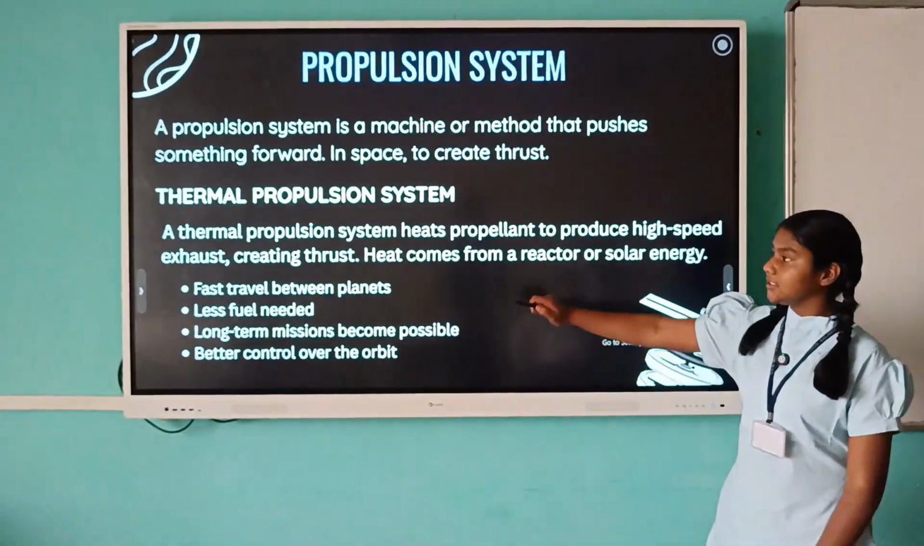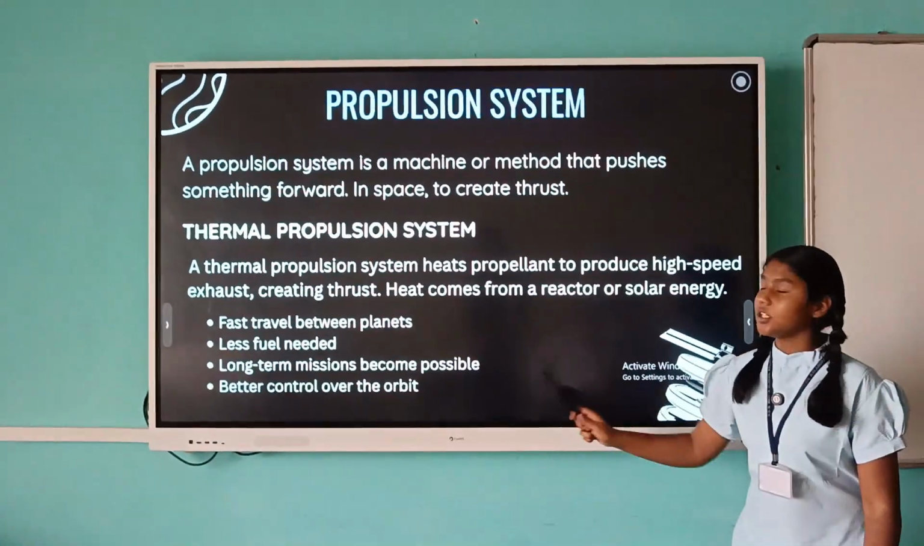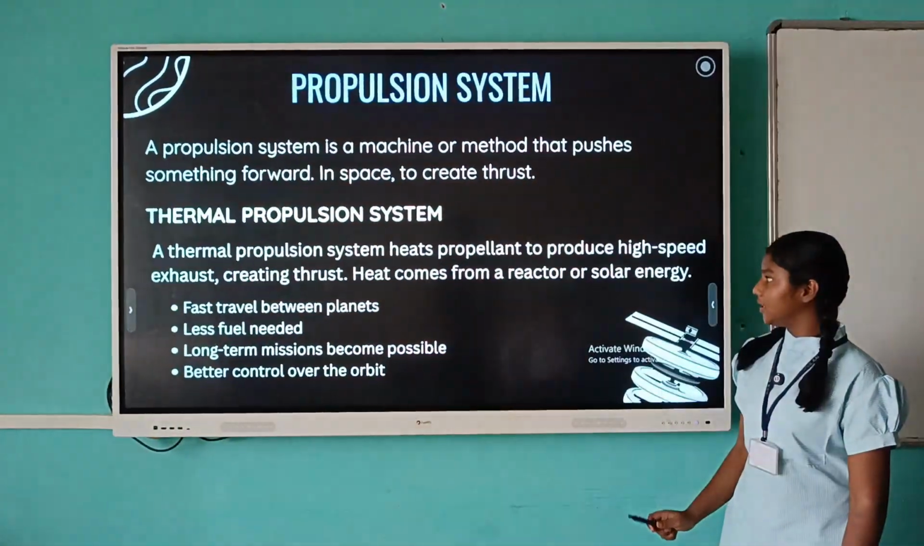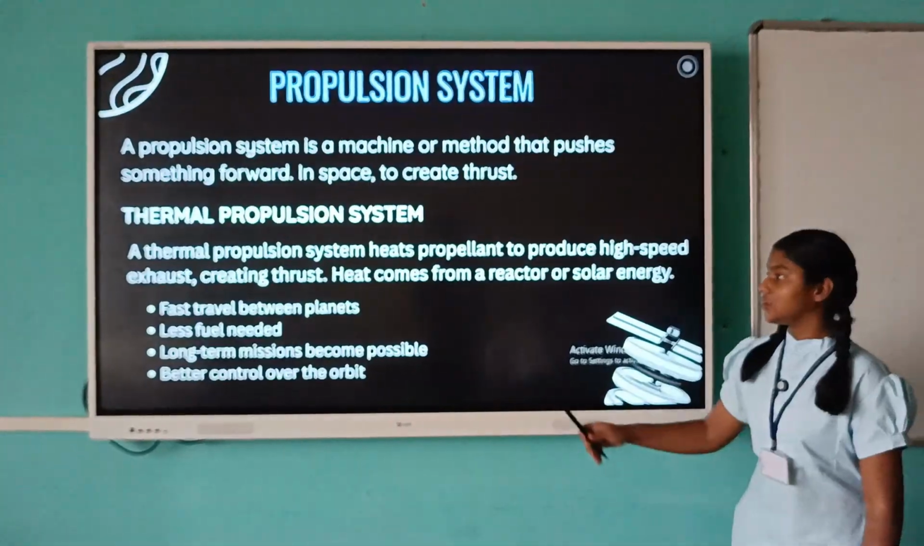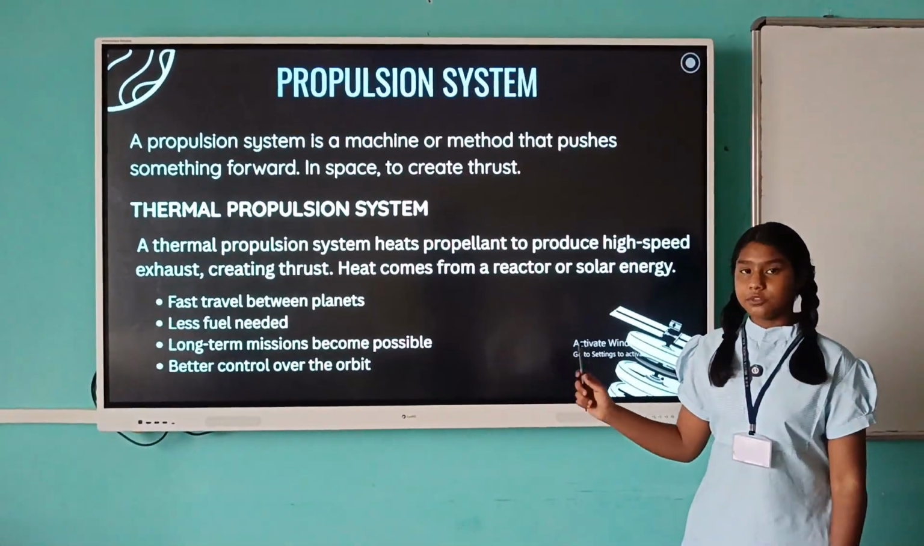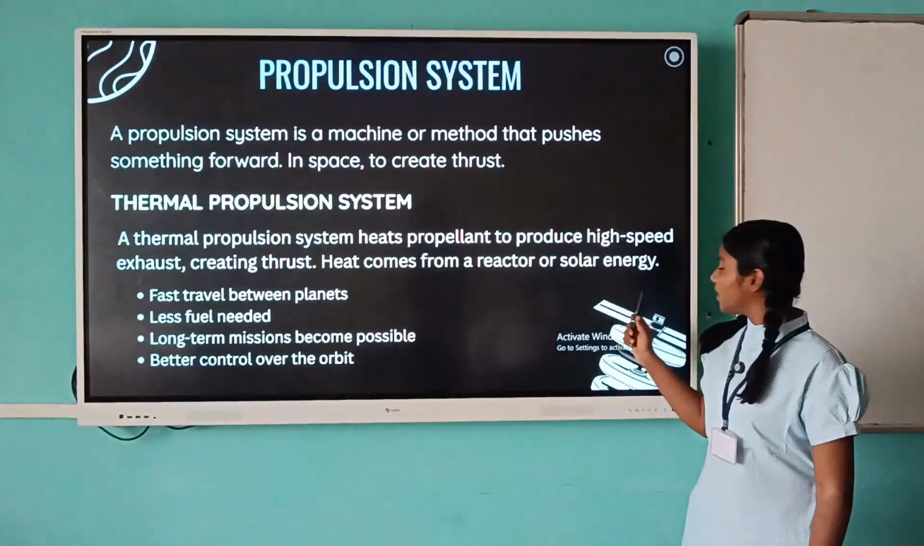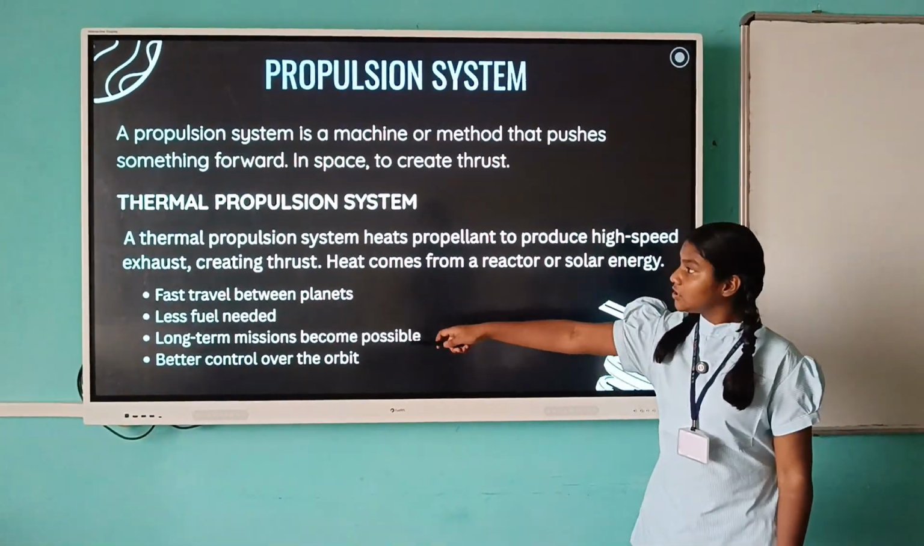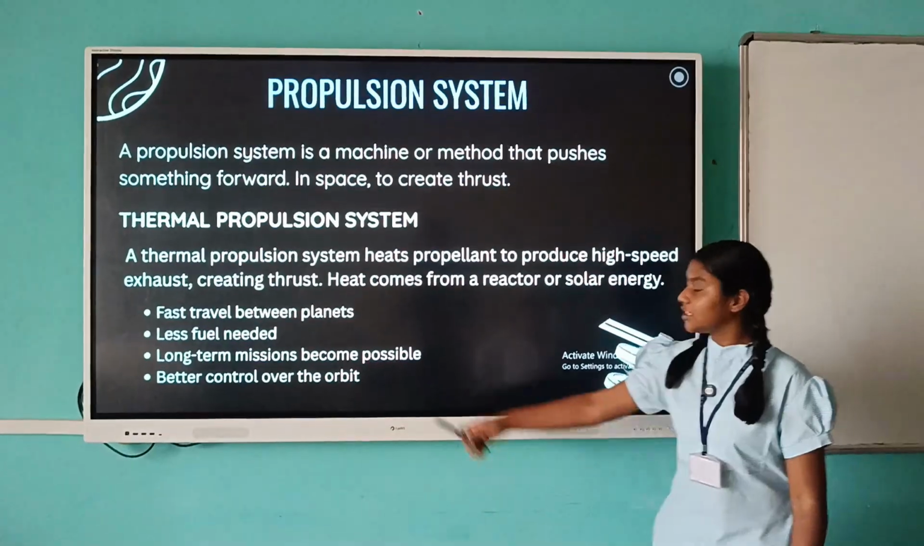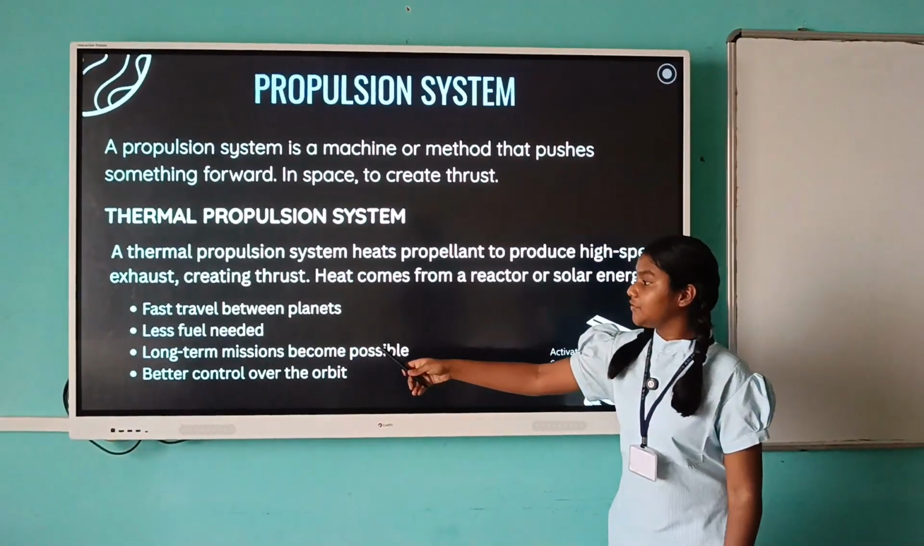Propulsion system. In this system, we have used thermal propulsion. A thermal propulsion system heats propellant to produce high-speed exhaust, creating thrust. Heat comes from a reactor or solar energy. The benefits of the thermal propulsion system are fast travel between planets and less fuel needed.